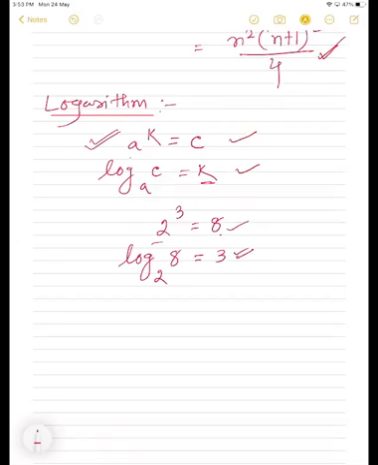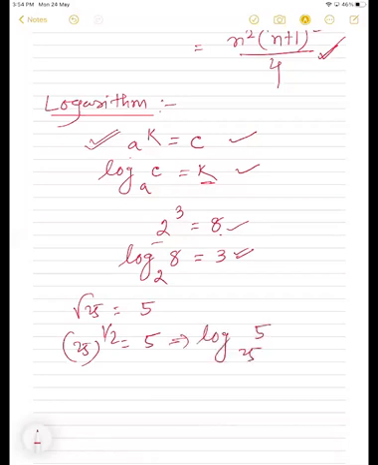Yes or no? Let me write, students, root over 25. Root over 25 is equal to how much? 5, no? That means 25 to the power half is equal to 5, or not? Correct? If I ask you what will be log 5 if base is 25, then we will write what? Half, this 0.5, no? Yes or no, students?